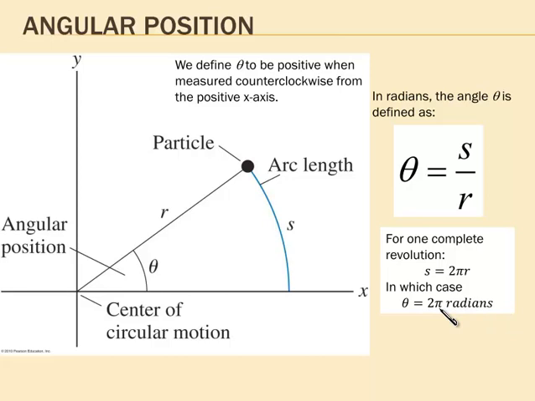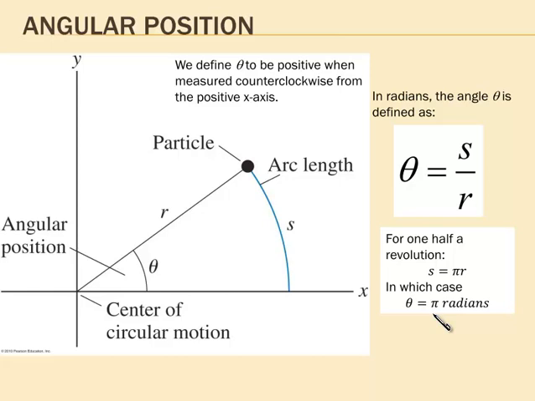Pi is just a number. Remember that pi is just a number, approximately 3.14. Of course, for half of a revolution, the length of the arc would simply be pi r. And so if we divided pi r by r, we'd get pi radians. And so in radians, an angle of 180 degrees is pi radians.